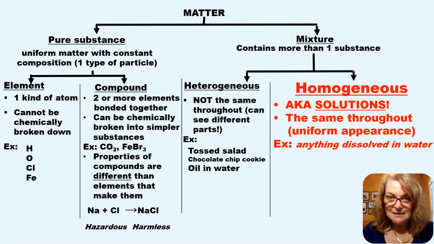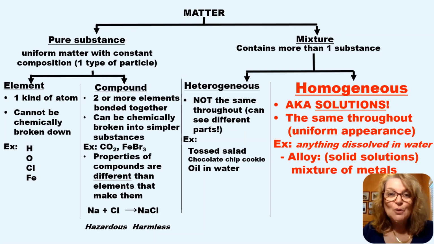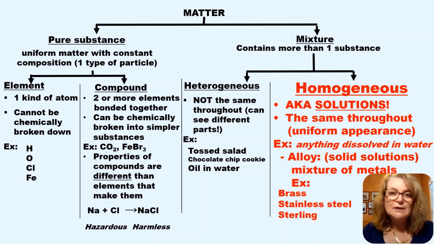We also want to add in alloys where you have a solid solution. We typically think of solutions as being liquid, but we saw that alloys are also homogeneous mixtures. And they're going to be mixtures of metals. And we should write down a few of those. We had brass, stainless steel, sterling silver. You could add 14 karat gold if you'd like, pewter. There are many different ones that we can put down. We don't need to know all of them, but we do want to have a handful of examples.